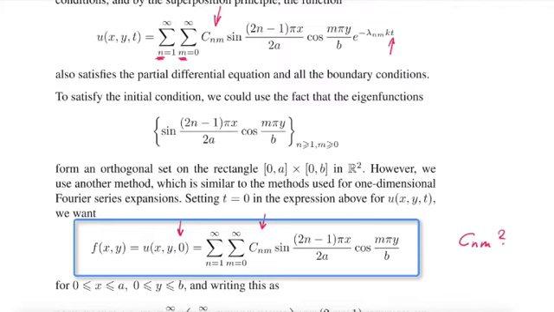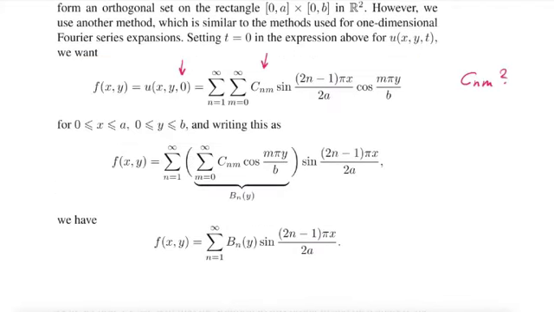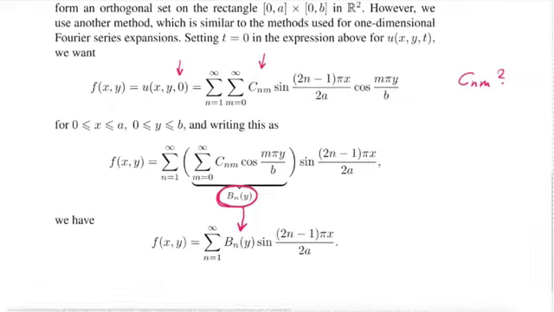Now comes a cool trick: by flipping the order of these sums, and then noticing that the inner sum, m from 0 to infinity, c_nm cosine m pi y over b, can be understood to be a function of y, which only depends on the index n, because the index m has been summed over. So then what this is, really, is just a sine series of f. It is a sine series with the arguments (2n minus 1) pi x divided by 2a, where the b_n now are the sine series coefficients. Okay, but we know how to compute those.